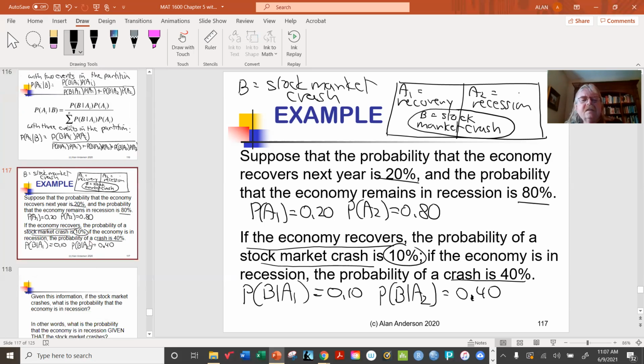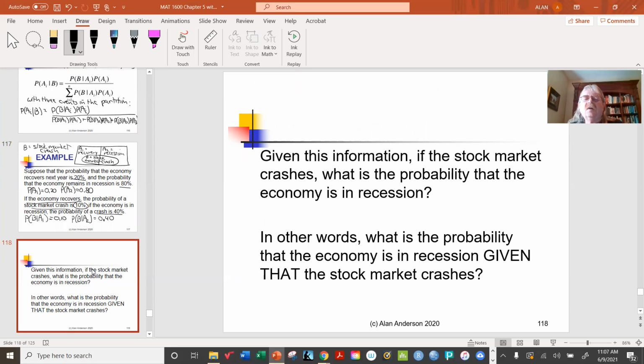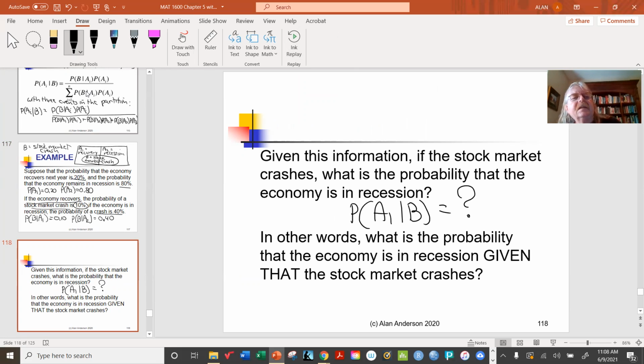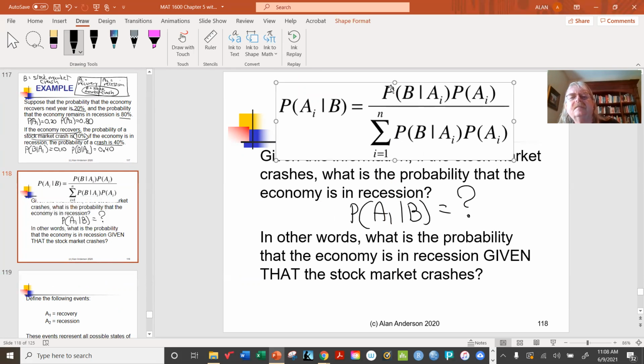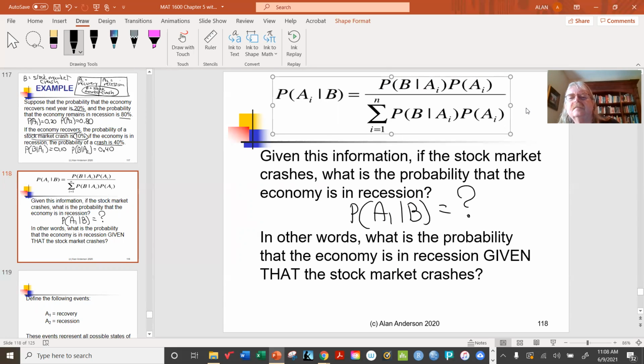All right, so what is the question we're being asked? If the stock market crashes, what is the probability that we're in recession? Or to rewrite it a little bit, what is the probability that we're in recession given that the stock market crashes, which is the same thing as saying A1 given B. And so you can see this is, let me just copy this formula again. This is clearly a job for Bayes' theorem. Where the I's will be replaced, well, these at least will be replaced with one.